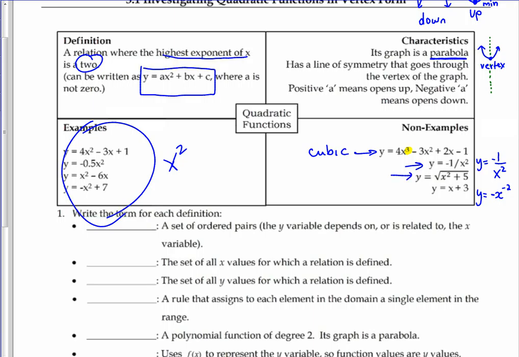Why not for the next one? Because of the square root, yeah. And the last one, y equals x plus 3, is what type of graph? It's linear, right? Highest degree is 1.